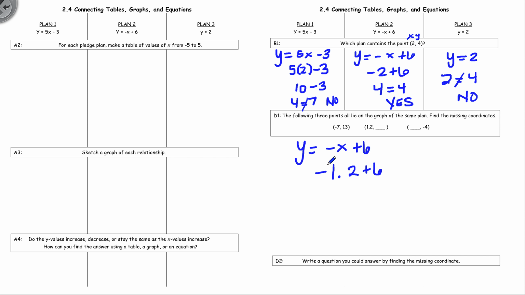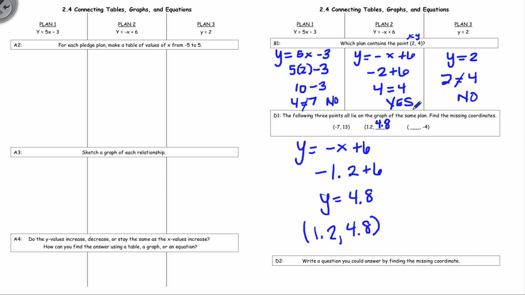Now we have negative 1.2 plus 6, which means we're going to subtract, but our answer will be positive because the 6 is bigger. So on your calculators, do 6 take away 1.2. All right, you should have got positive 4.8. So our new coordinates will be (1.2, 4.8).